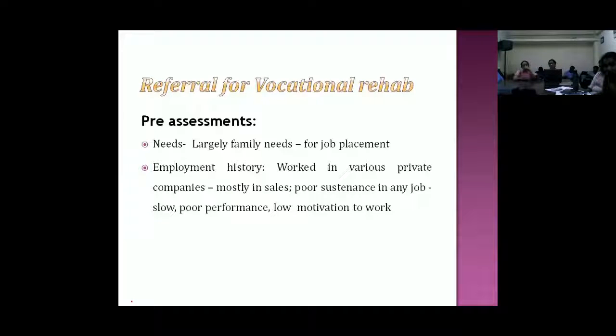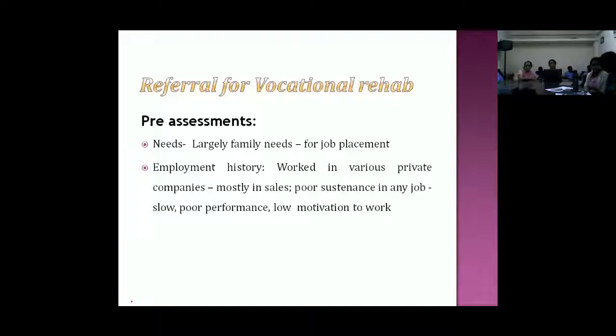He had worked in 4 private companies. He had worked as a salesperson or as a customer care officer. He was sent out of a job from all these companies within a short period of time due to poor performance and being very slow in his work.